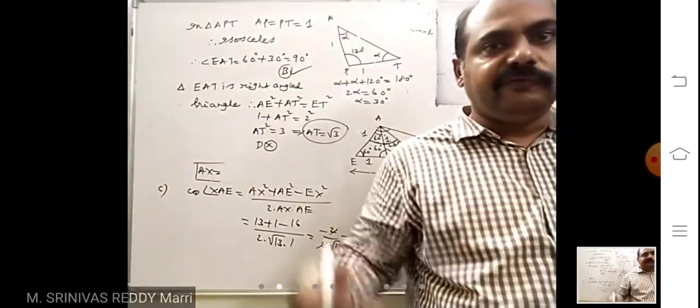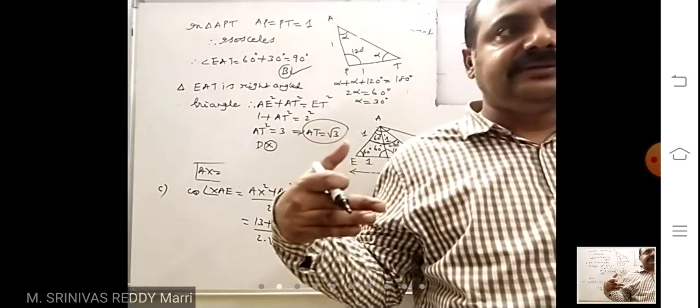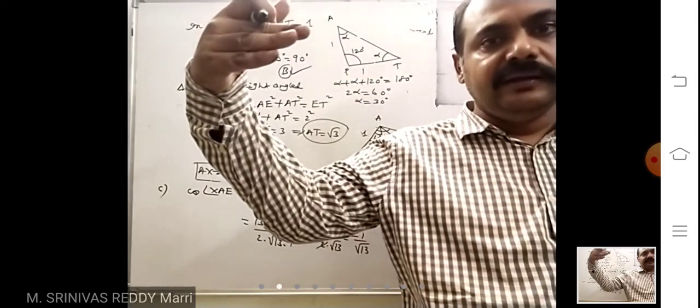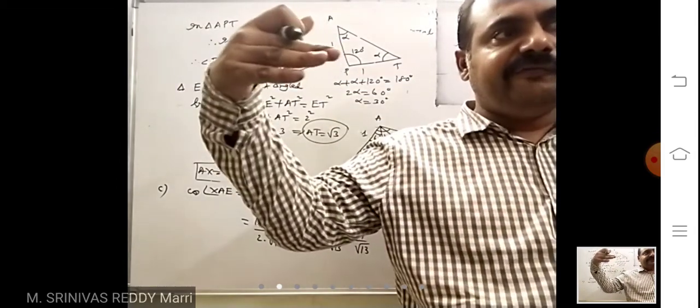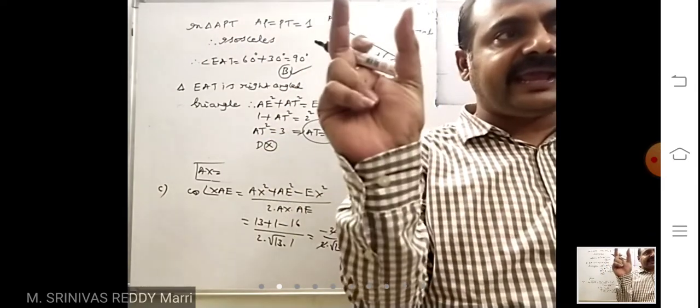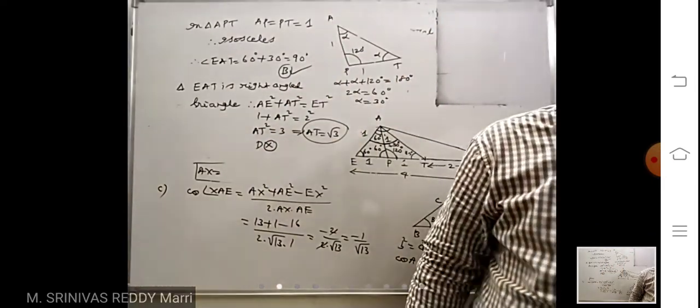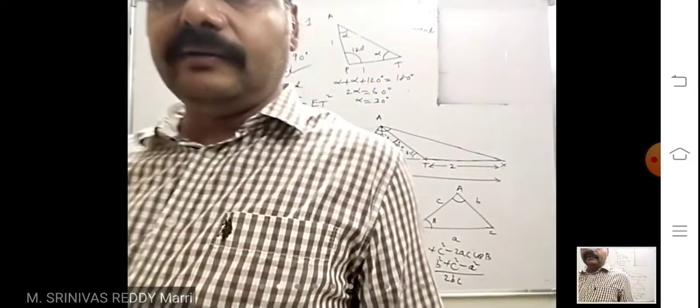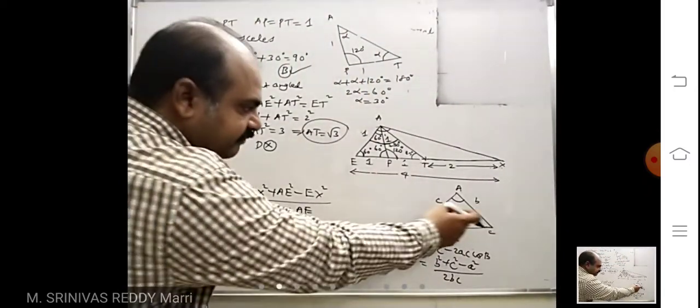If 2 sides and the included angle are known, how to calculate the third side? And if the sides are known, how to calculate the angle? By using the cosine rule, we can calculate. Just identify how you are writing.